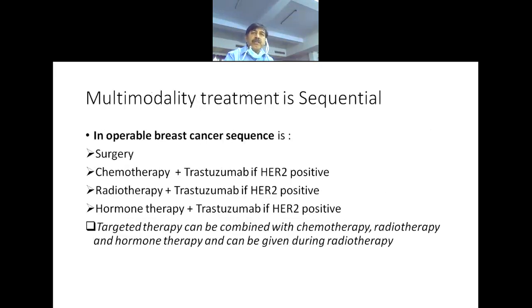So, what is the sequence? Sequence in operable breast cancer is surgery, then chemotherapy. We can combine the trastuzumab with chemotherapy. Then after chemotherapy, we give radiotherapy. We can continue the trastuzumab with the radiotherapy, and then after radiotherapy is the hormone therapy. So monoclonal antibodies can be combined with the chemotherapy, radiotherapy, or hormone therapy. But otherwise, sequence is surgery, chemotherapy, radiotherapy, hormone therapy in operable breast cancer.